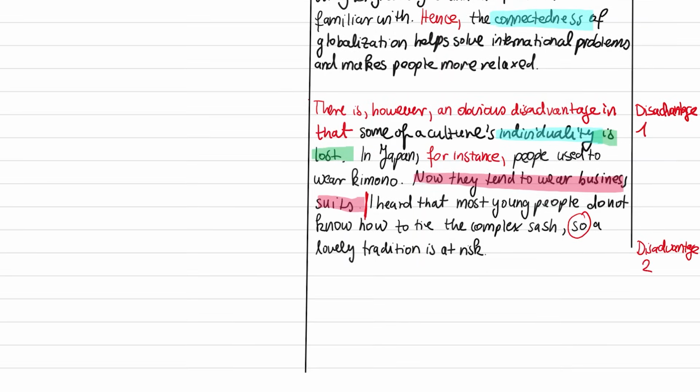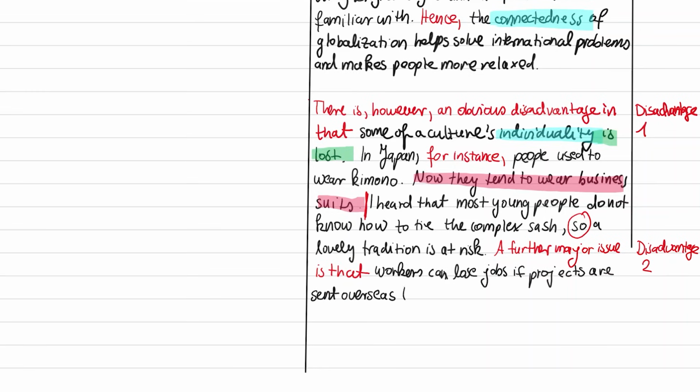My template has a great sentence starter for this. A further major issue is that... Major is a great word because it's advanced vocabulary. So let's write: A further major issue is that workers can lose jobs if projects are sent overseas to places where they can be done more cheaply. And of course, we also have to give an example of this disadvantage.